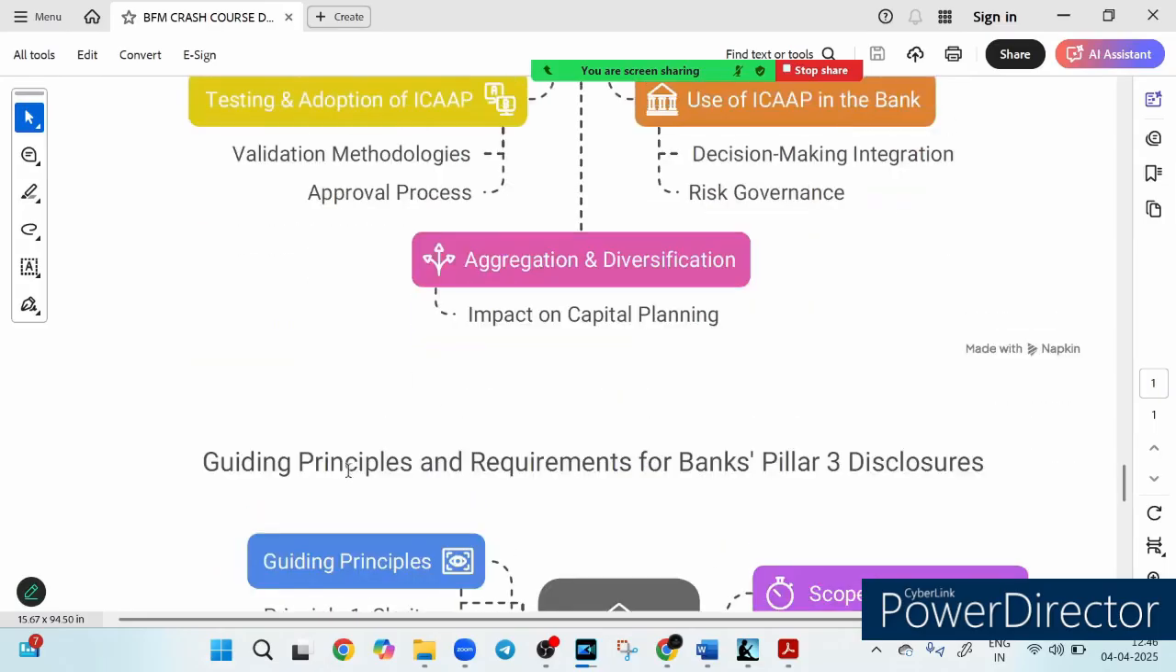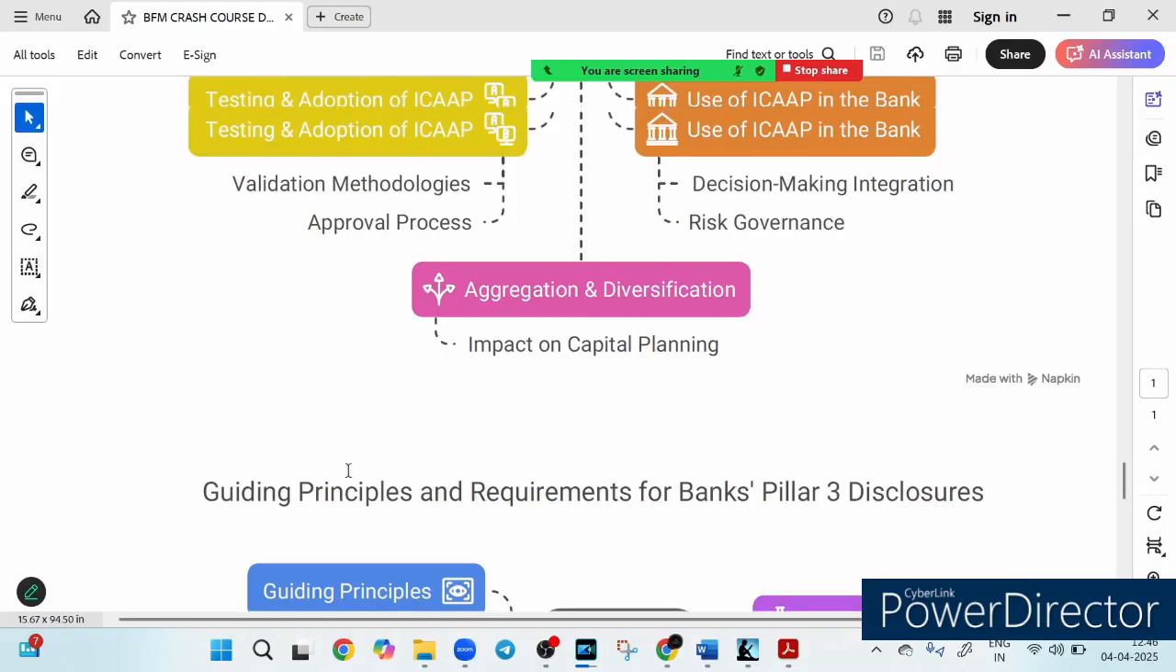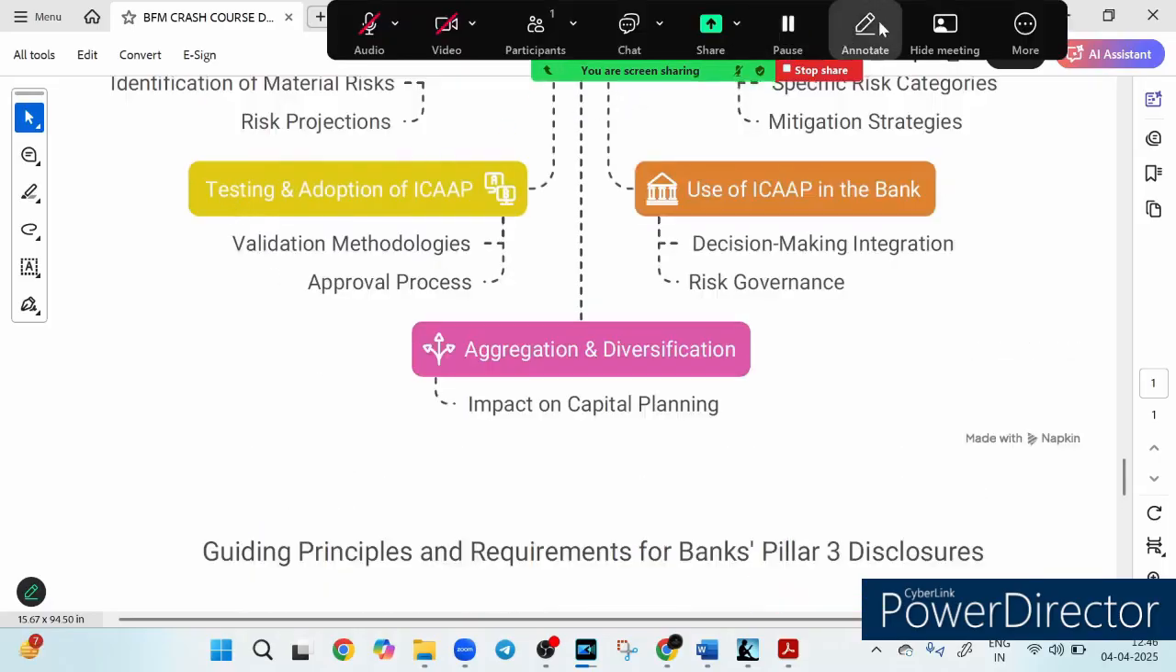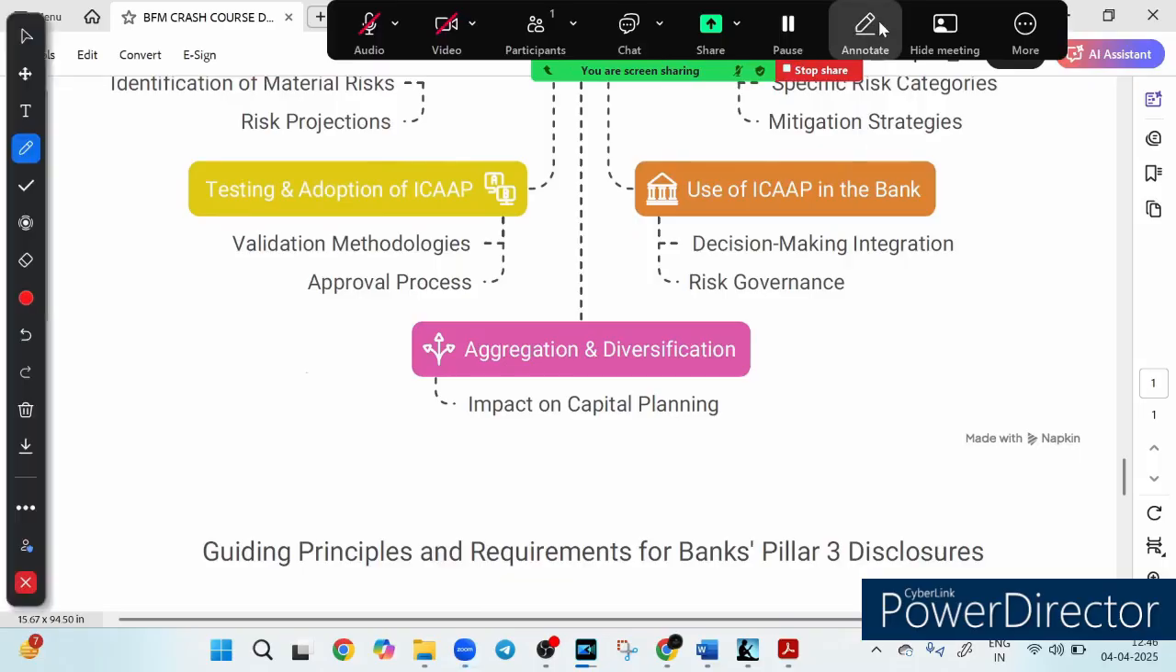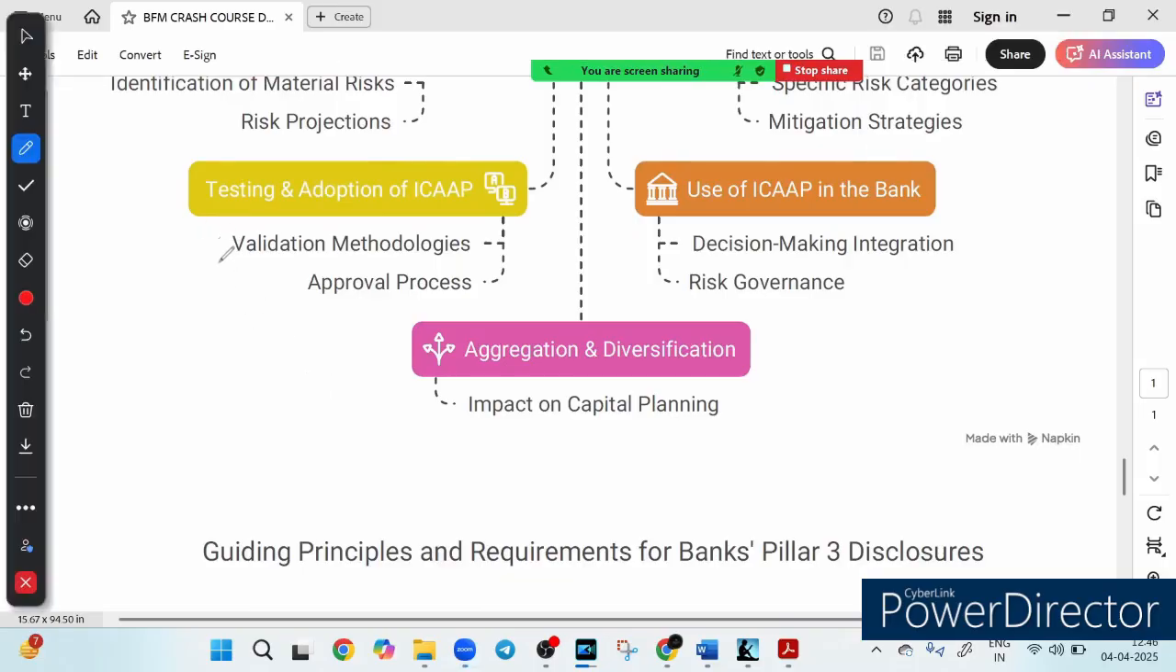So a plan without testing is just a theory. So ICAAP must be validated. You can see testing and adoption of ICAAP. ICAAP must be validated with proper methodology, which means ensuring reliability of capital assessment, and it should be approved through a structured process, which means gaining regulatory and internal approval. So a well structured ICAAP document helps banks navigate financial challenges, regulatory compliance and risk uncertainty with confidence.